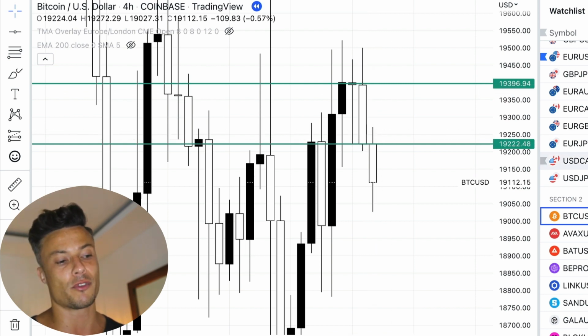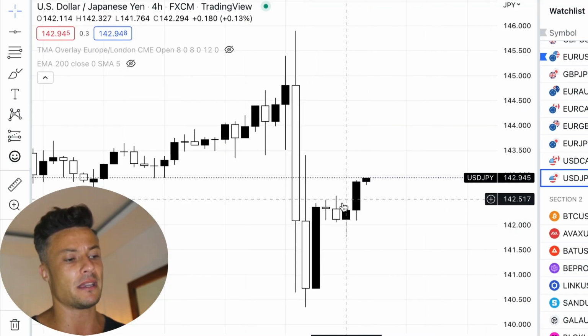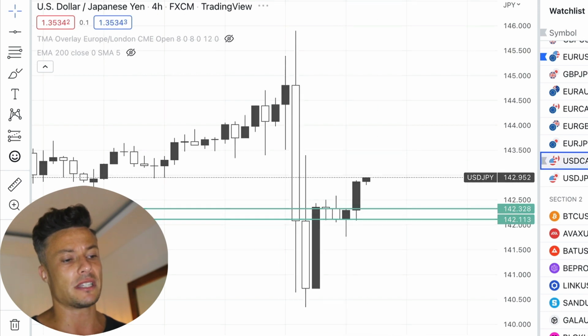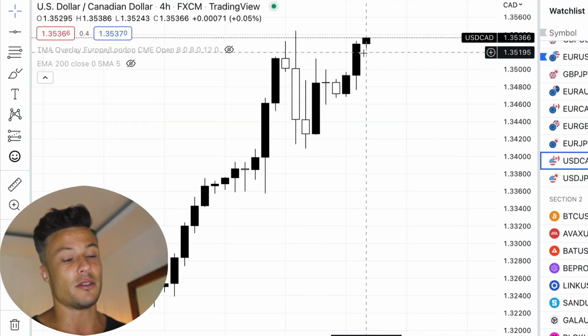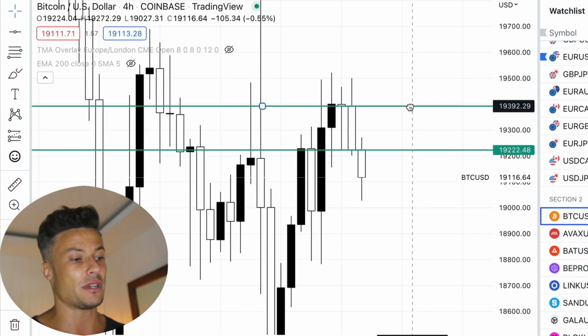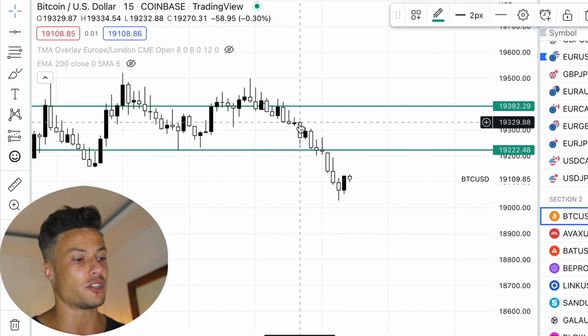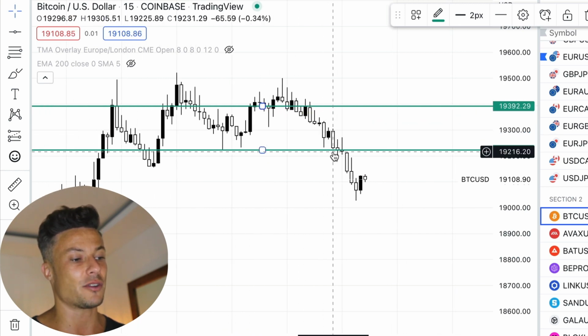So you want to find confluence. We want to see that the US dollar is strong. Let's jump across to a USD JPY chart. We can see that USD is pumping against JPY here, and we can see that USD CAD, again, the US dollar is strong against CAD. So we know the US dollar is strong and Bitcoin is weak against it. So we can then zoom into a 15-minute chart and identify where this candle closed.